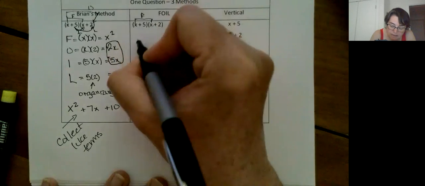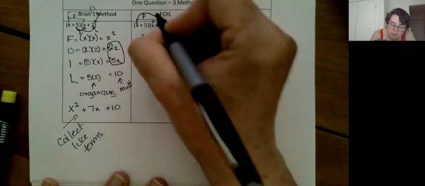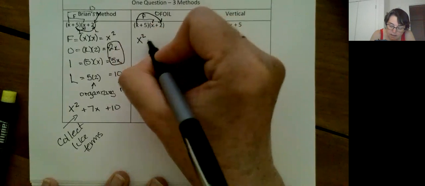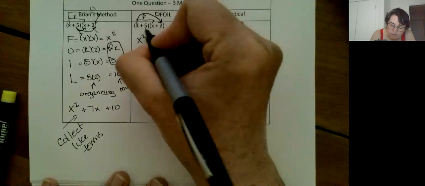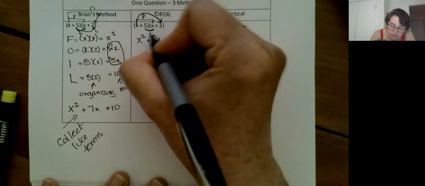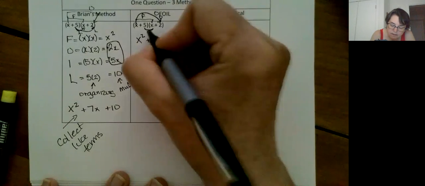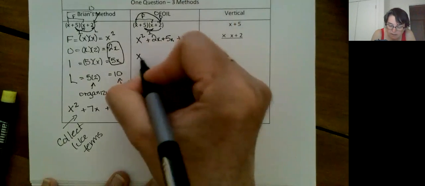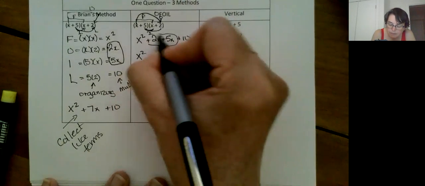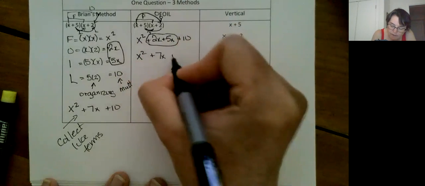is x times x is x squared. Outside, x times 2, that's my OI, plus 2x. Now we go inside. I lost my O there. Plus 5x. And then we go last. Plus 10. X squared. There are my middle two terms that are the same, so I can combine them. Plus 10.